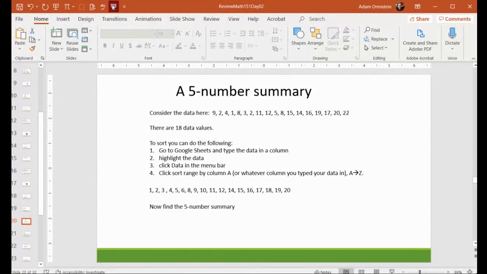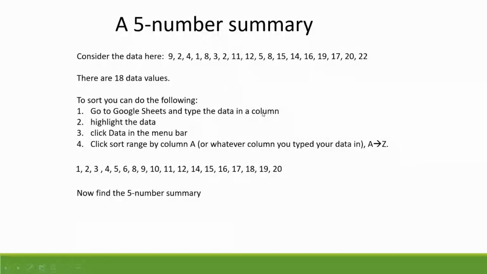All right. So that's what we're doing here. After you sort it through Google Sheets, this is the data. But now let's find the 5-number summary.